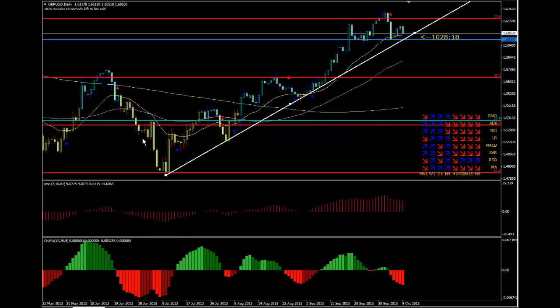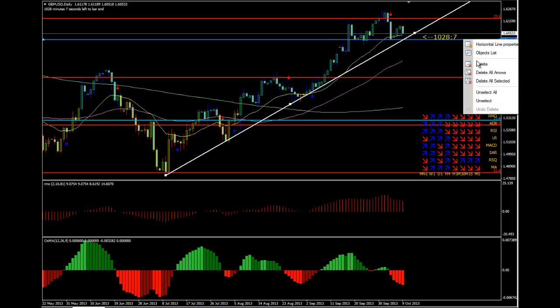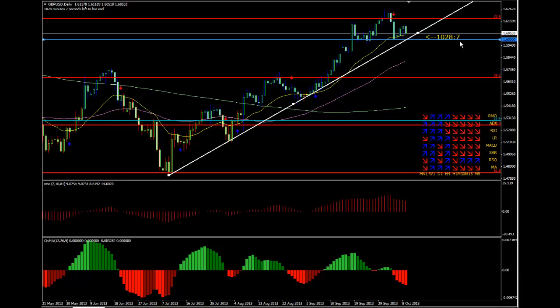Moving on to sterling against the US dollar. Here again, similar setup. We've had a lot of attempts to the upside. We have been trading above the monthly Fib here at the, this is not the monthly Fib, my apologies, above the 1600, which is a psychological round number.